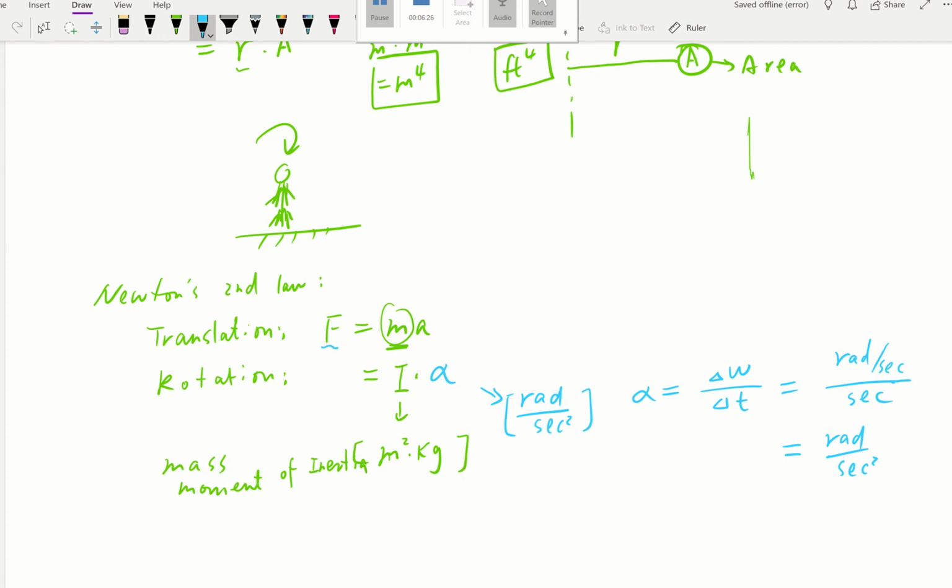Now, what will be the driving force to make it rotate? Instead of force, we apply the torque, or we call it moment. That moment we call M. Moment has a unit of force times distance, so that would be Newton times meter. So that's our other equation: M equals I, mass moment of inertia, times alpha, angular acceleration. We call this M moment, or torque.